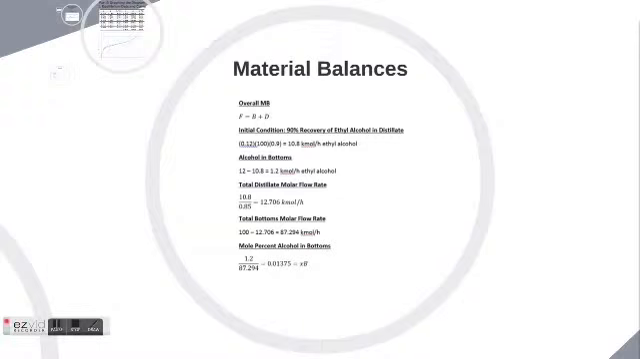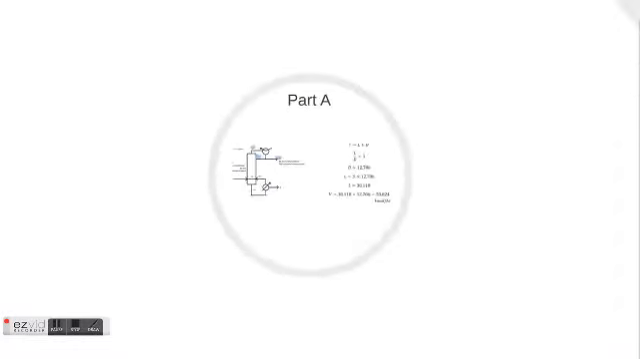The distillate total molar flow rate is found by using a ratio of the amount of alcohol in the distillate over the mole fraction of alcohol in that flow. This is found to be 12.706 kmoles per hour. Total bottoms molar flow rate is found by subtracting distillate flow rate from feed flow rate, giving 87.294 kmoles per hour in the bottoms. To solve for the mole percent of alcohol in the bottoms, we just use the flow rate of alcohol over the total flow rate in the bottoms, giving us XB equal to 0.01375.